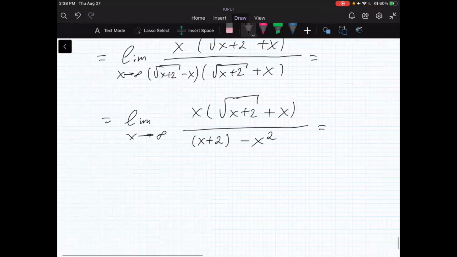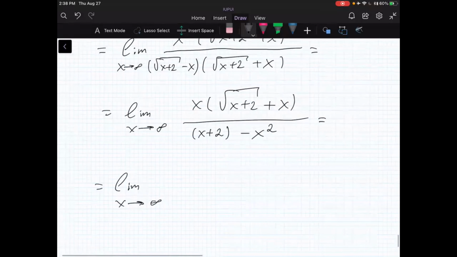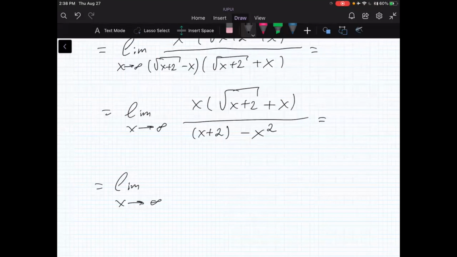And so finally I get that it is the limit when x goes to infinity. Now I can multiply term by term, so I get x squared on the top plus x times square root of x plus 2, divided by minus x squared plus x and plus 2.